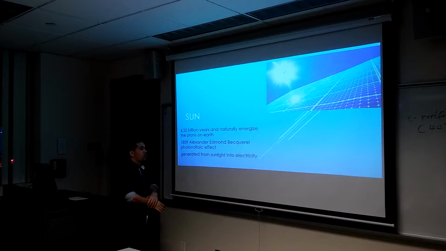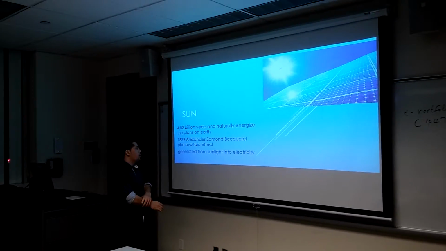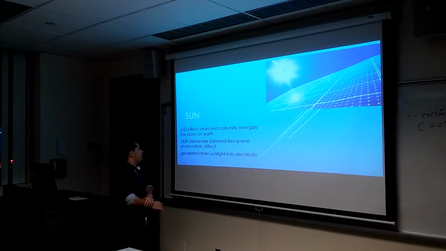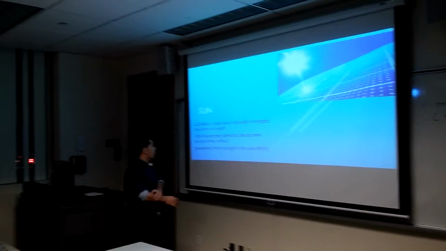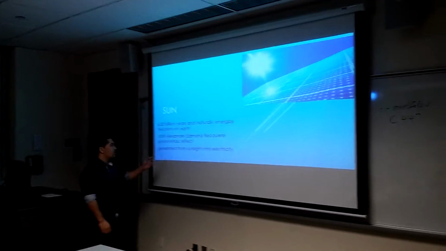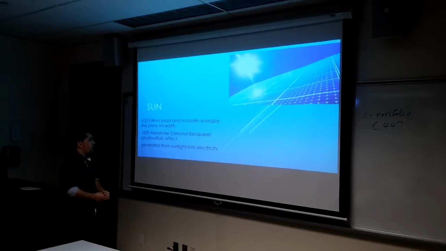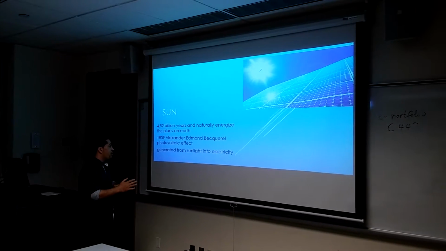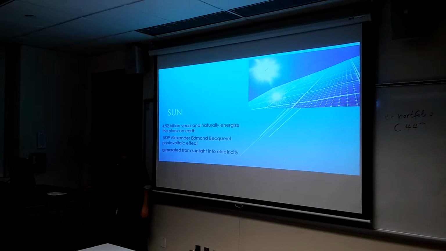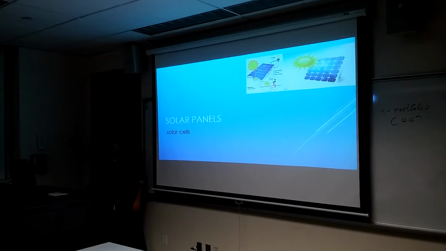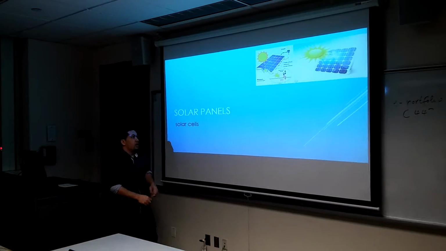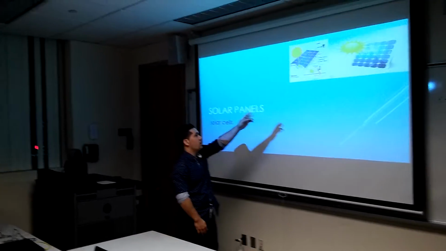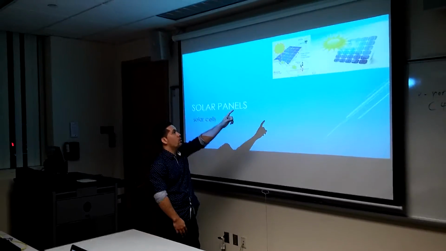Solar cells are based on silicon. Silicon is an element in the periodic table. In 1839, Alexander discovered the photovoltaic effect, which is the basis of solar panels. So this is a solar panel, and those small squares are solar cells.